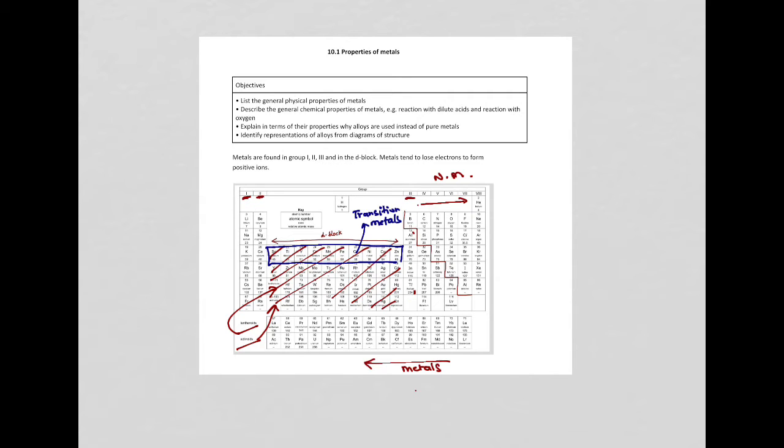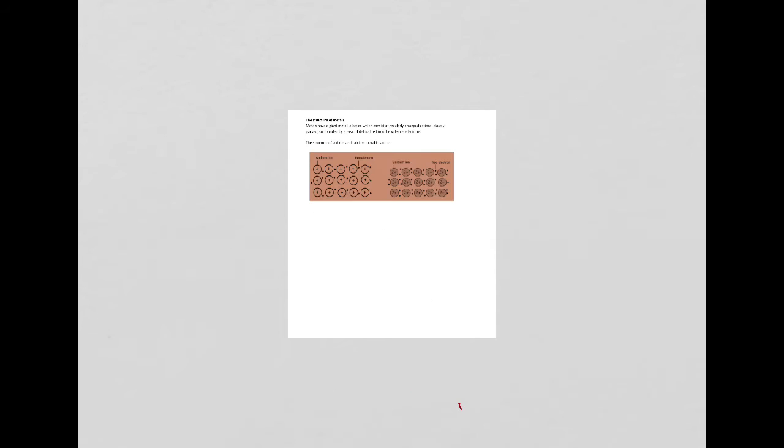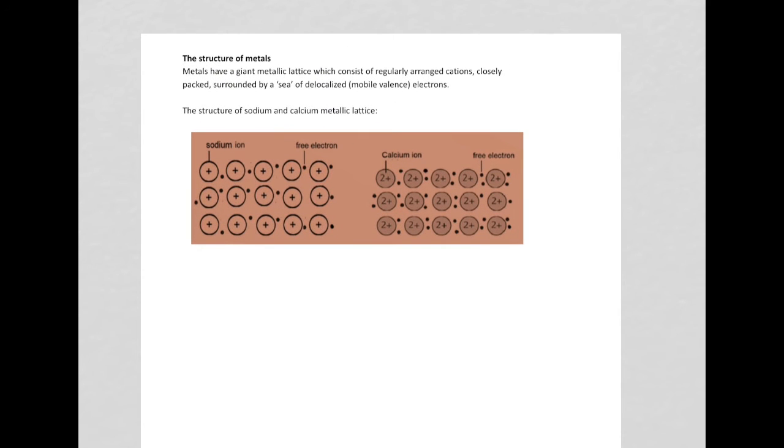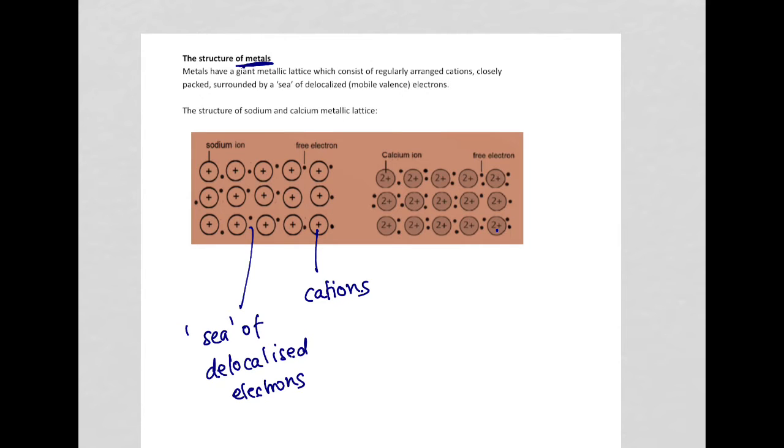Now all metals will lose electrons to form positive ions, and this is why when we have the structure of metals, you're going to have the cations in a sea of delocalized electrons. And this is the metallic lattice. So if ever you're asked to draw the metallic lattice, this is what you're expected to draw. This is for sodium metal.